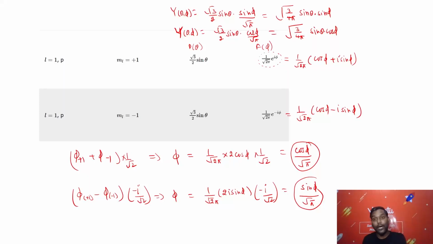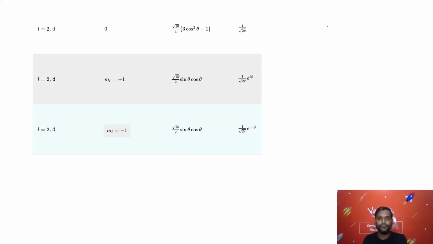Okay, I will tell you how to identify. That is the main part. That from the given wave function, can I identify the orbital? Okay. Before I discuss that, let us talk about the wave functions for the d orbitals also.